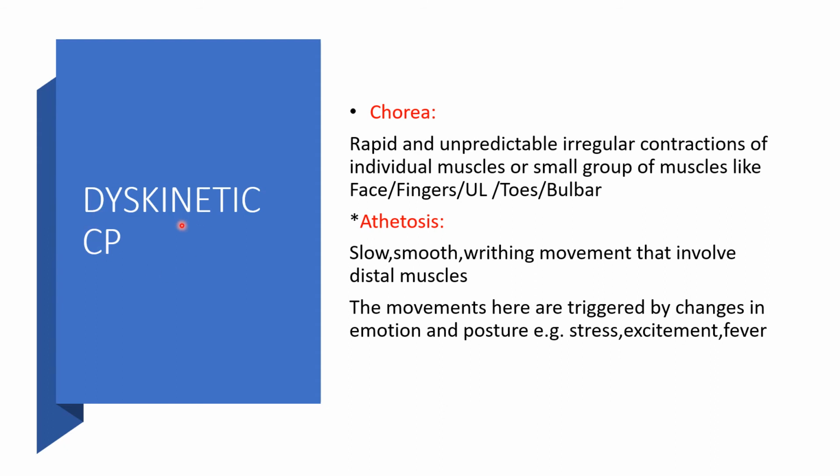Still on dyskinetic cerebral palsy, they will have chorea. Chorea here is rapid and unpredictable irregular contractions of individual muscles or small group of muscles like the face, the fingers, the upper limb, the bulb, the toes. Also, they can have athetosis. Athetosis will be slow, smooth rhythmic movement that will involve these muscles. The movement here will be triggered by changes in emotion and posture. So, when they are subjected to stress, or they are excited, or they have fever, then athetosis will show up.